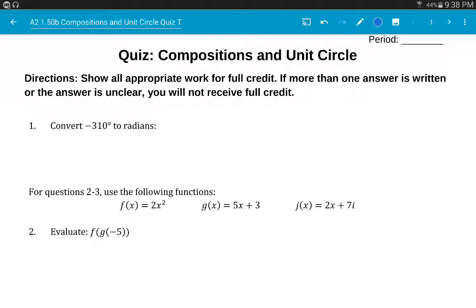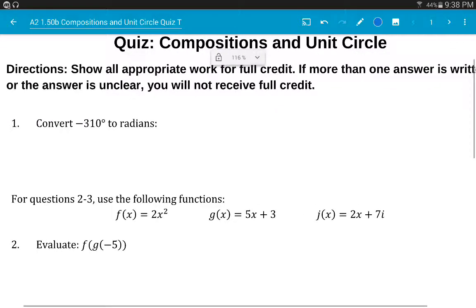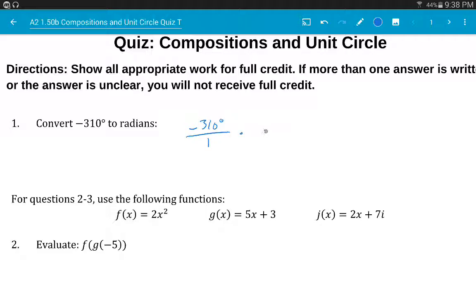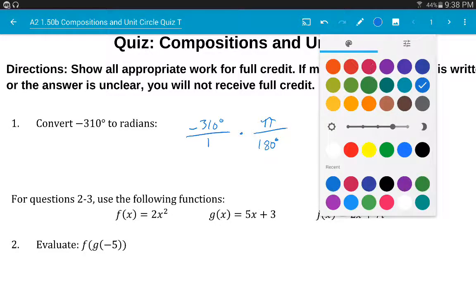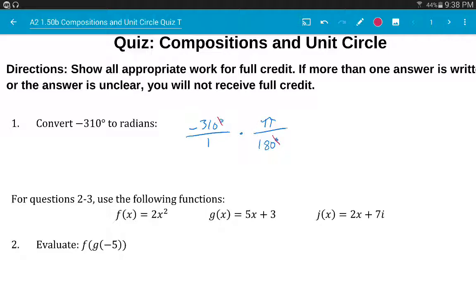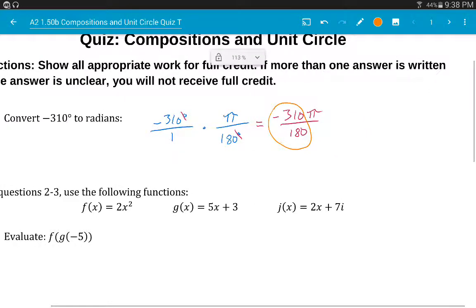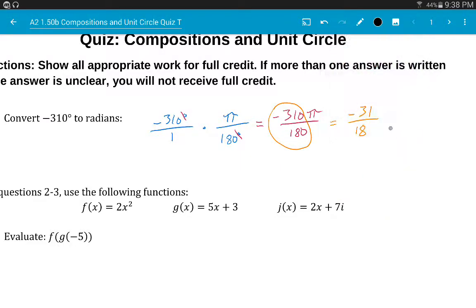Alright, -310 degrees to radians. So what we do is we do -310 degrees, we put it over 1, we multiply it by pi over 180 degrees. That's one of the conversion factors, and we want to be able to cross out the degree symbol top and bottom. So what I get is -310 pi over 180. If I take this into my calculator, I divide it, and I hit math, enter, enter, it gives me -31 over 18. Doesn't simplify that much at all. And we can put the pi on the top, or we could put the pi over here off on the side. It doesn't actually matter.